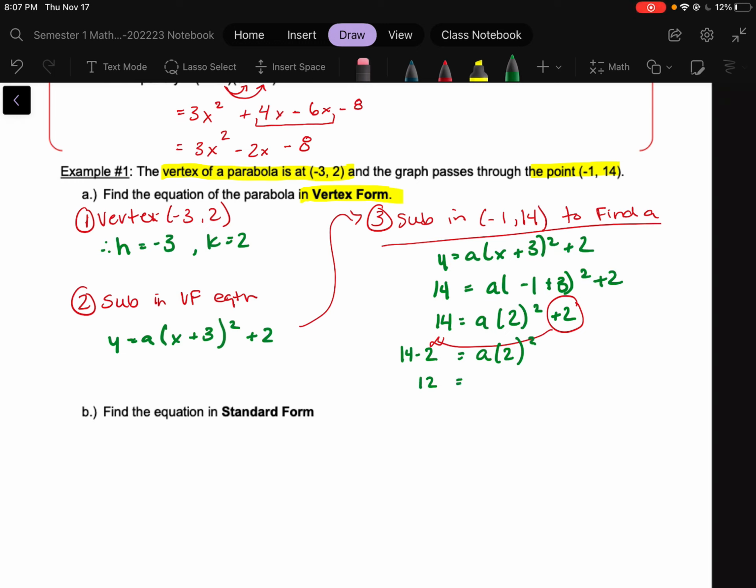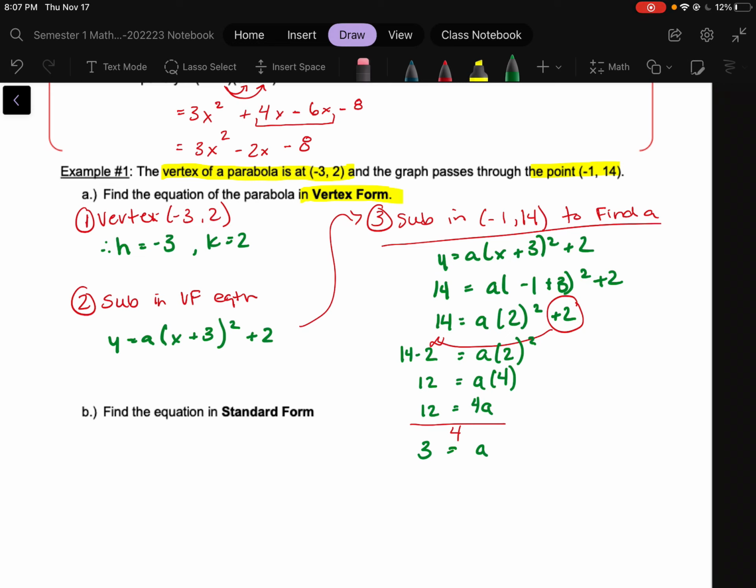And then we need to get rid of this power of 2. So 2 to the power of 2 is going to give us 4. And then 12 equals a times 4, which is 4a. Now we have to isolate a from the 4, so we divide both sides by 4. When we divide 12 by 4, we're left with 3. So that means a is equal to 3.